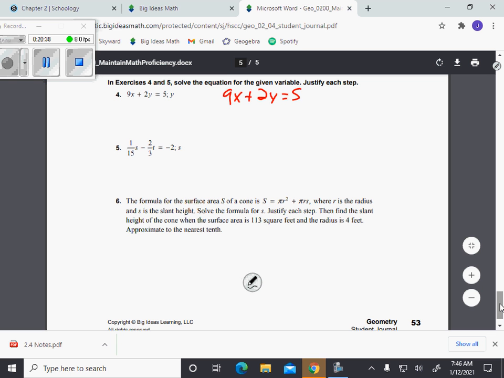To solve for y, we need to get y by itself on one side of the equation. Okay, so first step, I'm going to subtract 9x. We get 2y equals 5 minus 9x. What did I do? I subtracted on both sides. So subtraction property of equality.